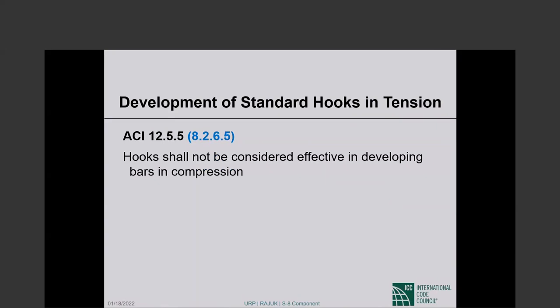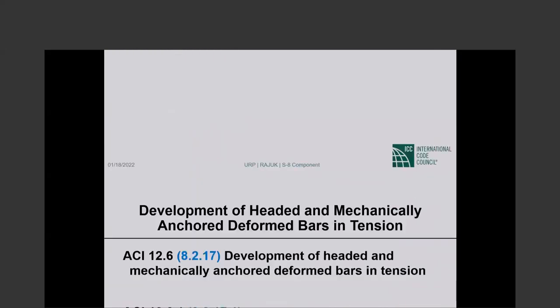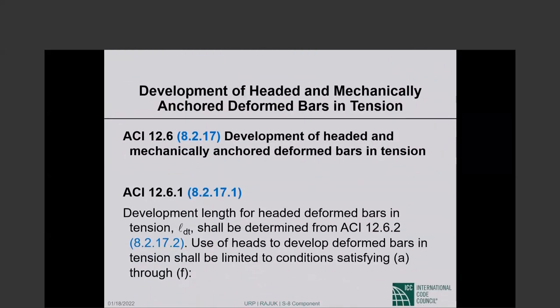Okay, continuing with standard hooks in tension. Hooks shall not be considered effective in developing bars in compression. This has been said before. This is being said again. Hooks do wonders in tension, but do not work in compression.